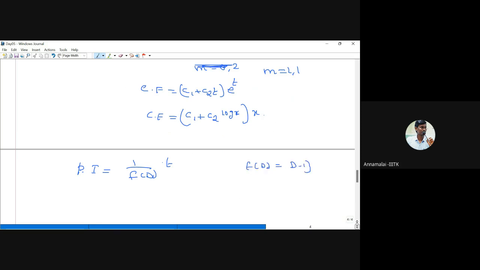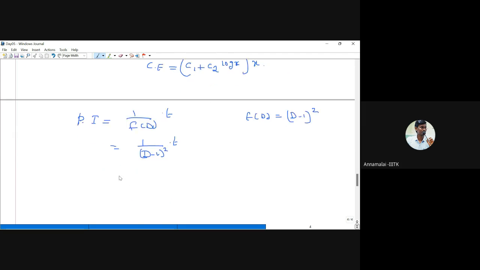D minus 1 whole square. So it's nothing but 1 by, if you take a 1 minus d, you can write 1 minus d square into t. So you can take this 1 minus t to the numerator. You can use the formula. So therefore this is nothing but 1 minus d, because if we take minus outside, the square cancels, we get 1 minus d power minus 2 into t.